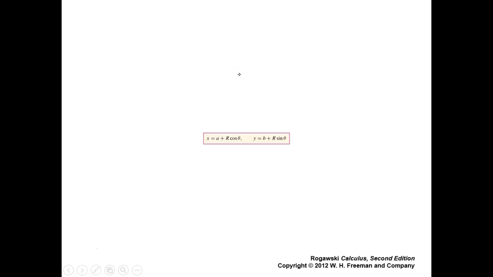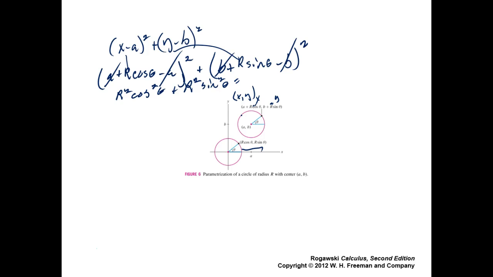And that would be what? Factor out an r squared, and that leaves you cosine squared theta plus sine squared theta. And what is that? Always 1. That's always 1. So sure enough, that equation is equal to r squared. That is your standard equation for a circle. Okay? Now, not really sure why they did that, but since they did it, we went on and did it too.